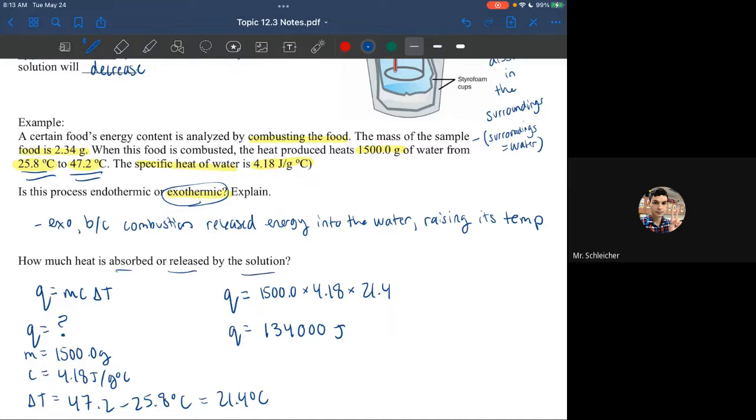So since this number is positive, do you think the solution absorbed or released this energy? So the solution itself, the water, absorbed this energy because it is a positive number. Awesome. I think we just have one more page.